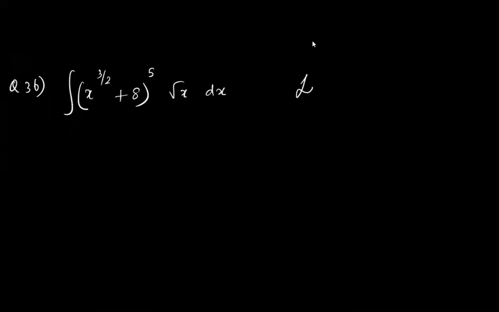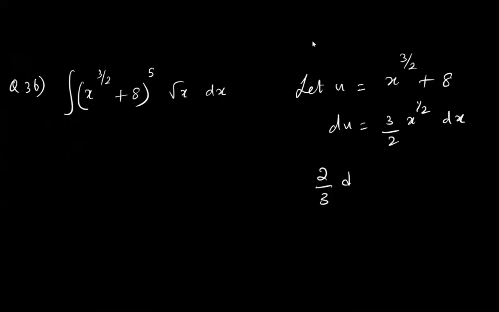Okay, here my u will be x to the power of 3 halves plus 8. My du will be 3 halves x to the power of 1 half dx. But I only have x to the power of 1 half dx, so I will have to multiply both sides by 2/3.